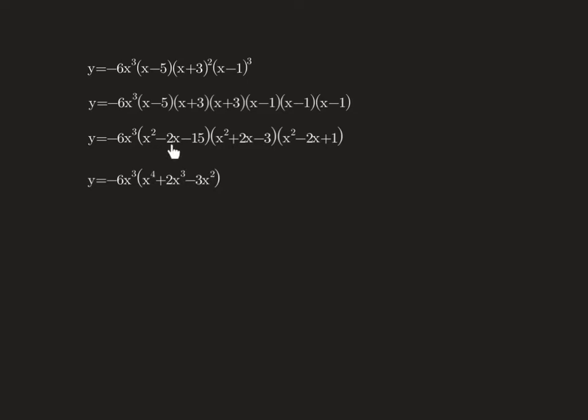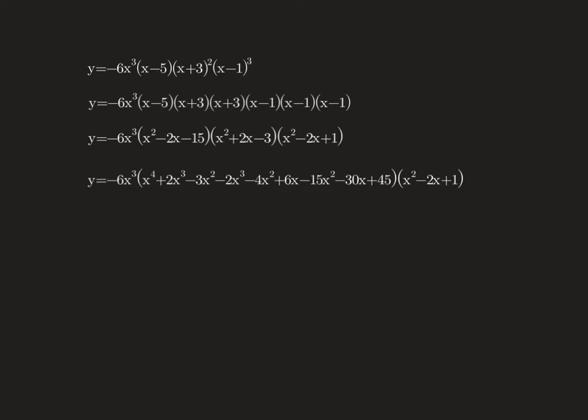negative 2x times x squared, so minus 2x cubed, negative 2x times positive 2x, which is minus 4x squared, negative 2x times negative 3, which is positive 6x, negative 15 times x squared, minus 15x squared, negative 15 times 2x, minus 30x, negative 15 times negative 3, which is positive 45. You have to multiply each term in here by each term in here if you want to get the multiplication of those two trinomials.